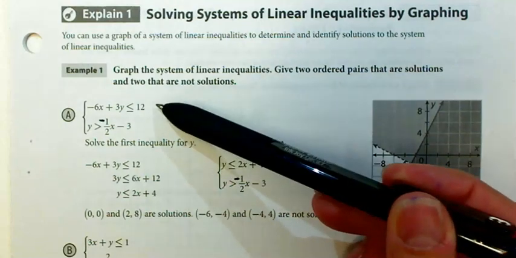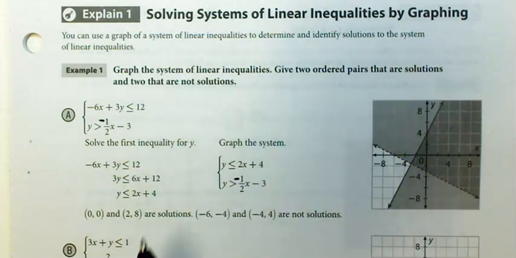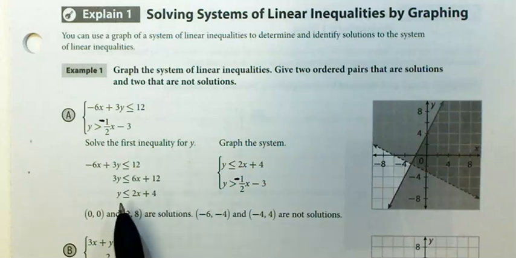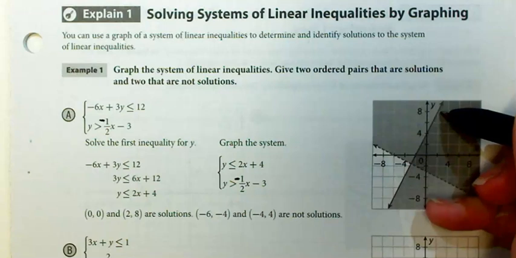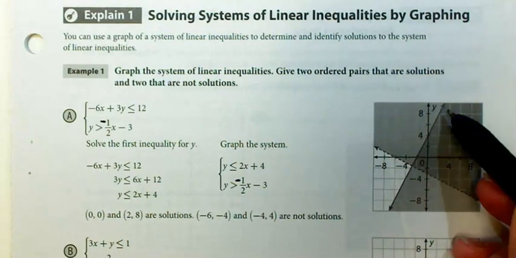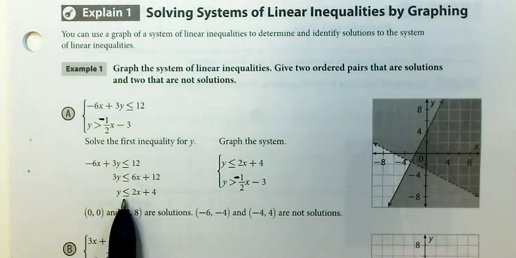So they do remind you that one of the first things you need to do is just get everything in slope-intercept form, which is what they had to do with the first equation. And now that it's in slope-intercept form, you can see that the y-intercept is 4 and that the slope is 2. So here's the y-intercept of 4. You go up 2 and over 1, or up 4 and over 2, same difference. Okay, and it is a solid line because it says less than or equal to.